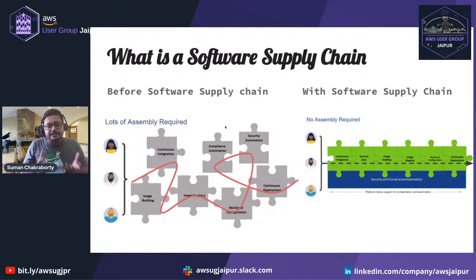So when we say software supply chain, it's anything and everything that goes into creating, packaging, building, and deploying your software into your production environment. And it can include anything like your code, the binaries that you're using for creating the software, and the repository from where your artifacts are fetched.